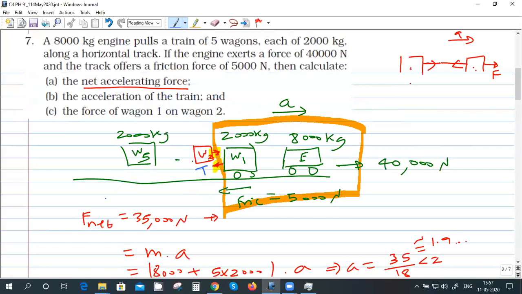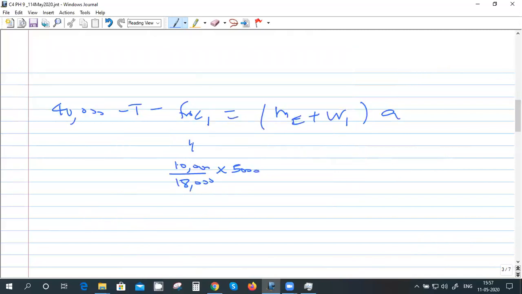10,000 is this mass, 2,000 plus 8,000. The total mass is 18,000. So it is that fraction of the friction force. And this is known, that is 10,000, right? And acceleration is known, right? From the previous one, 1.9 or something. From this you can find T. Calculations you can do later, but this is the method.